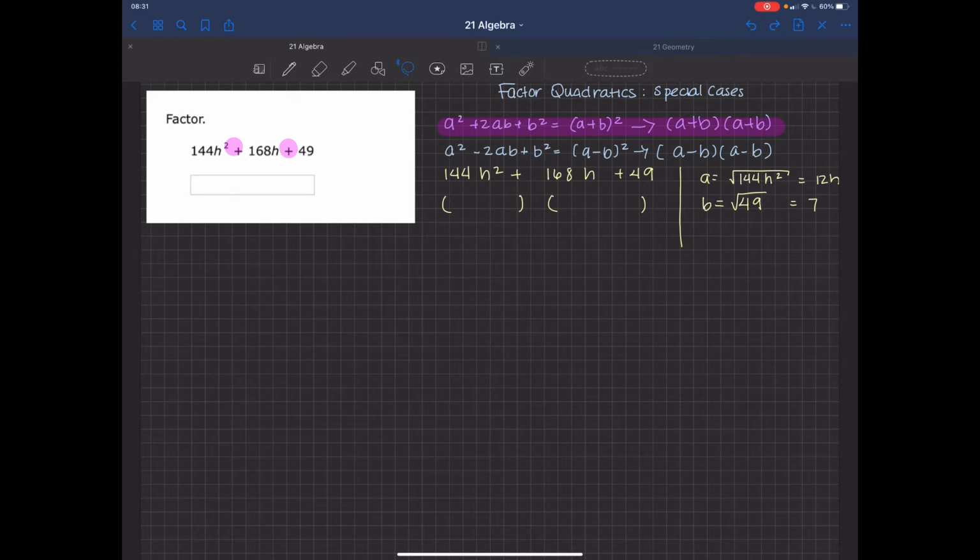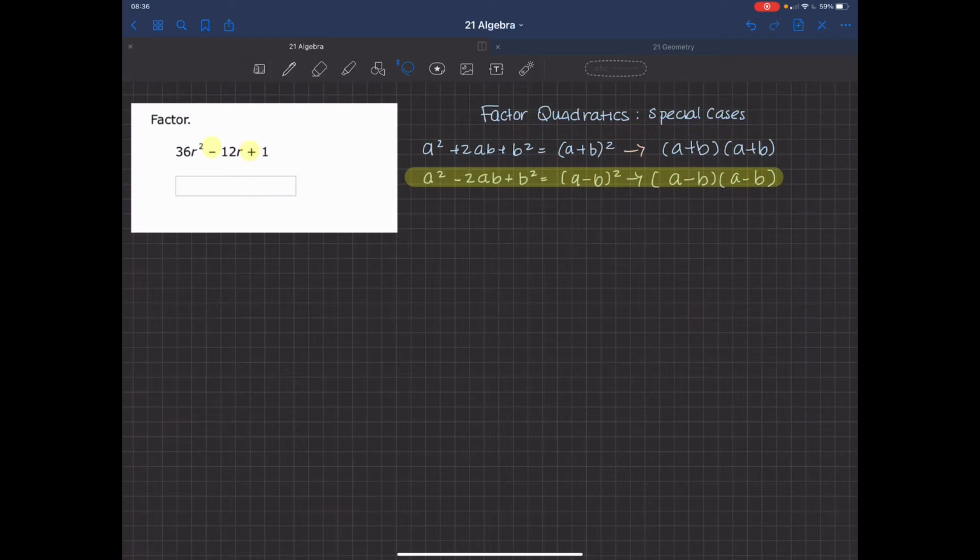And when I expand this, I'm going to have a plus b, so it's 12h plus 7 times 12h plus 7. And then when I simplify it, because 12h plus 7 is represented twice as a set, it's 12h plus 7 squared.